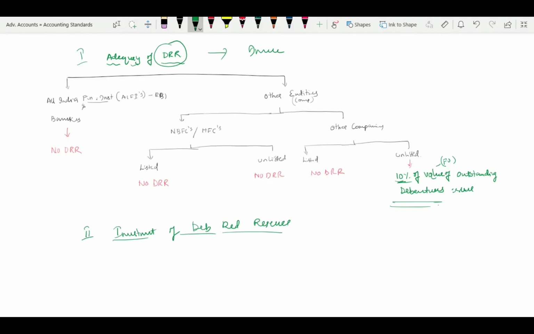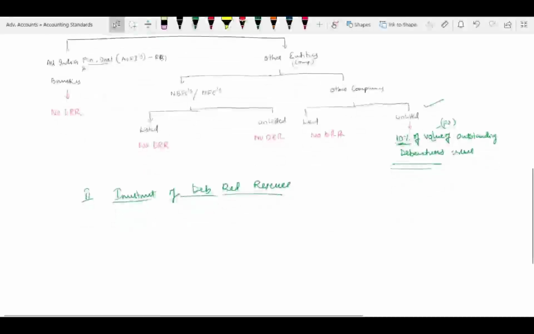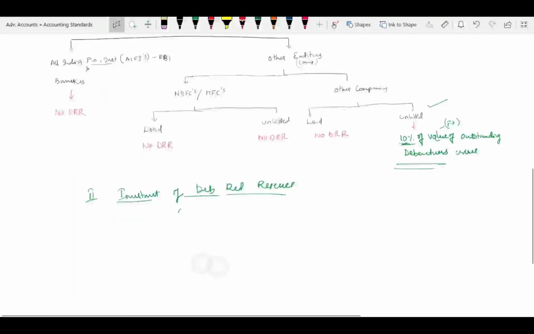Redemption of debenture redemption reserve. So that means how much, if a DRR you are creating, that is correct. Look out, not all entities are supposed to create a DRR. Only unlisted entities are supposed to create DRR. Correct? But my dear friends, for the purpose of investment, it is all entities.